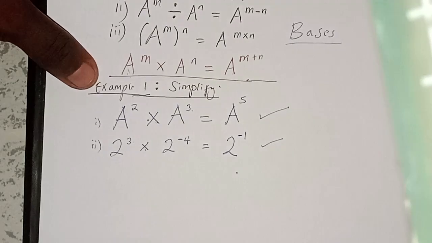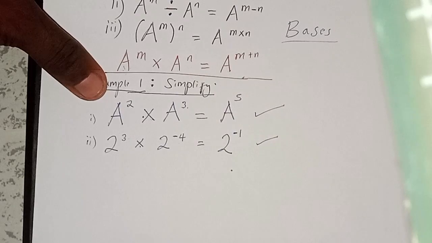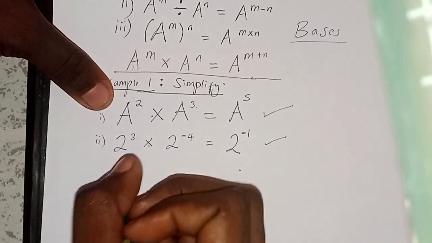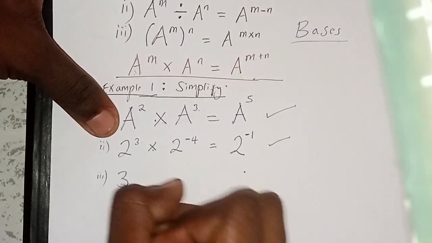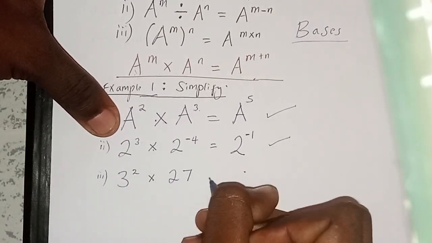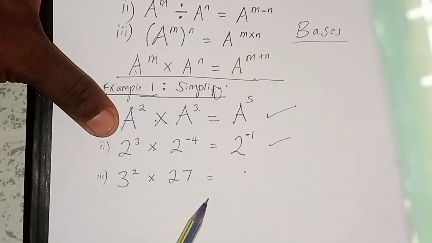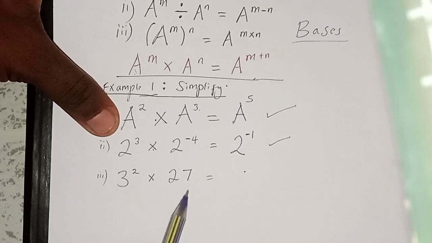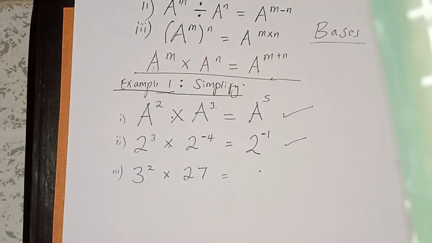Now we come to the question that we were asking earlier on. What if the bases are different? How do we handle that? Let us look at another example whereby the bases are different. Let's say I have 3 power 2 multiplied by 27. This is base 3, base 27. The bases are different. How do we solve that, students?